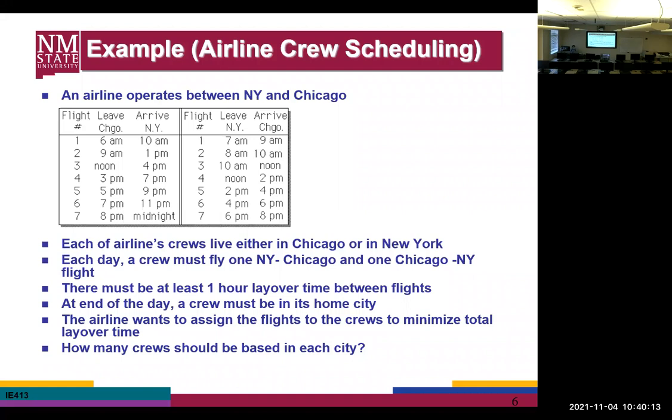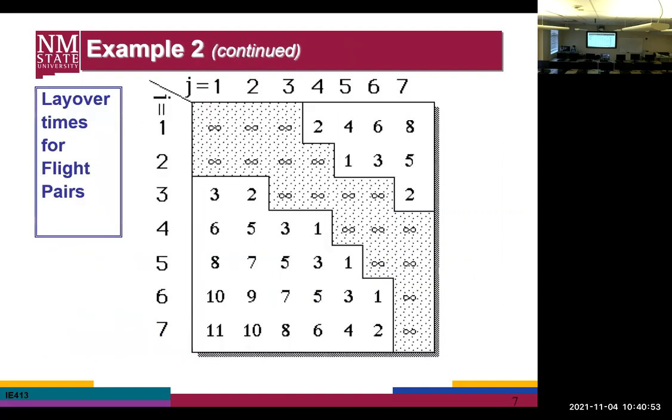So the airline wants to assign the flights to these crews to minimize the total layover time. Okay, that's our goal. So they want to know how many crews should be based in each city. Okay, so the key point is that the airline wants to minimize the total layover time. Just keep that in mind. So intuitively, we need to make a table of the layover times for the flight pairs, right? So here, based on the given information, we made a table just like this that shows the layover time for the flight pairs. Okay?